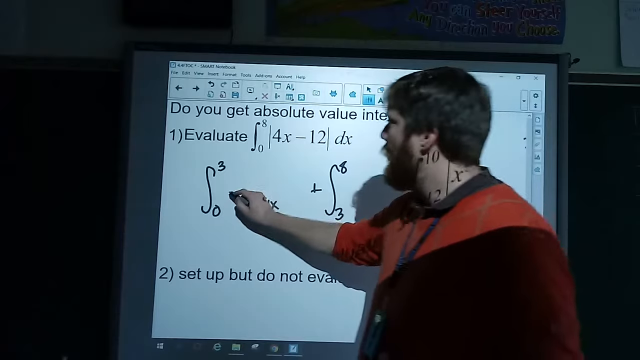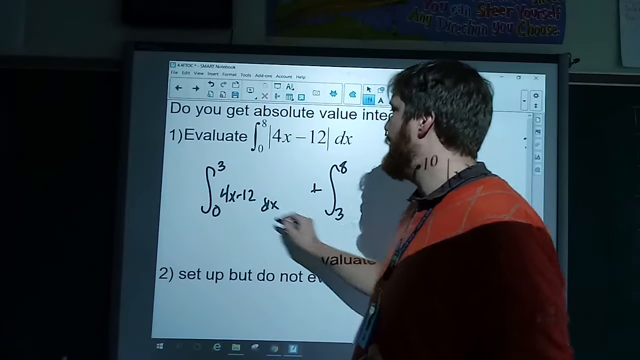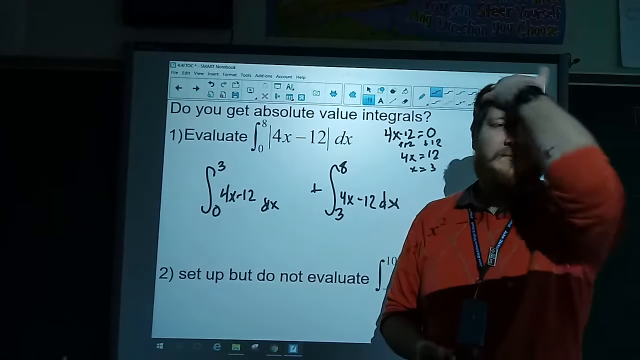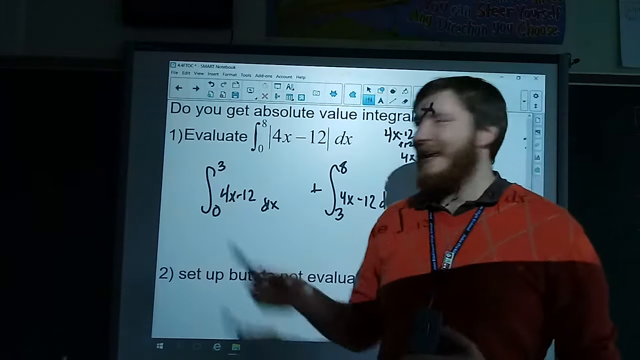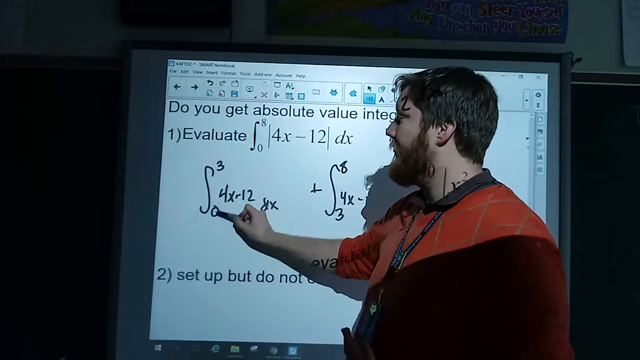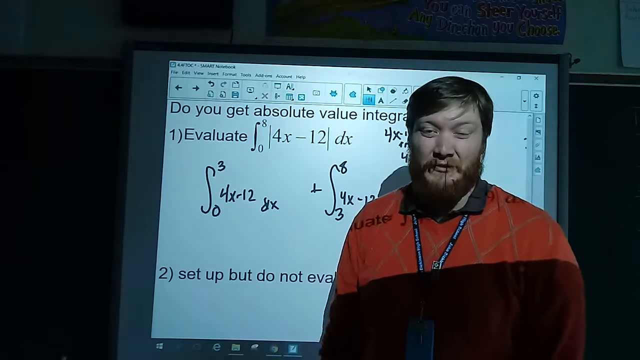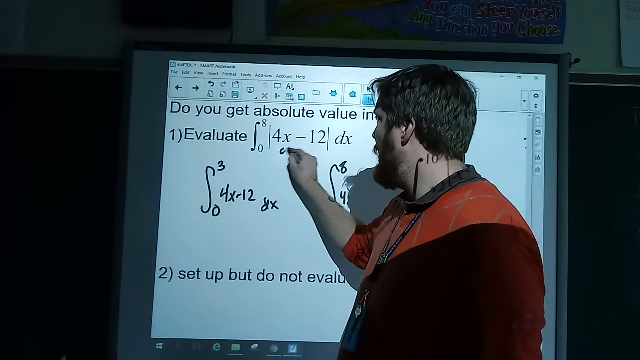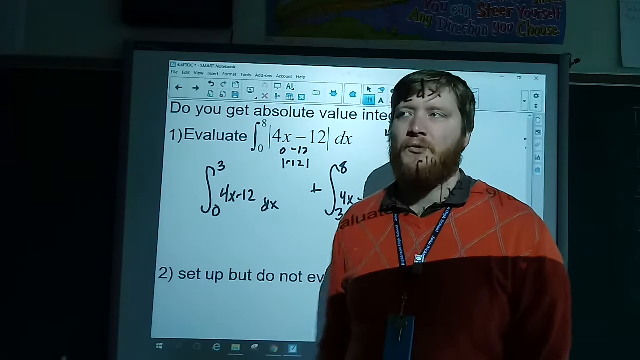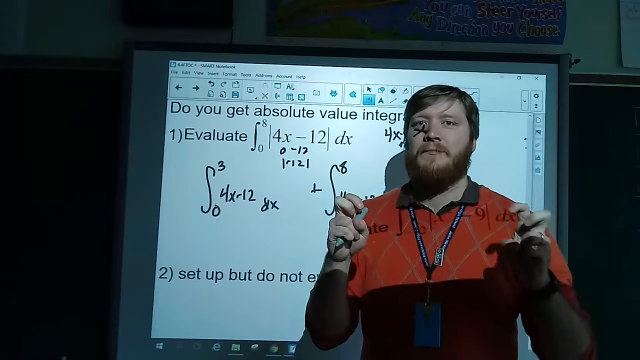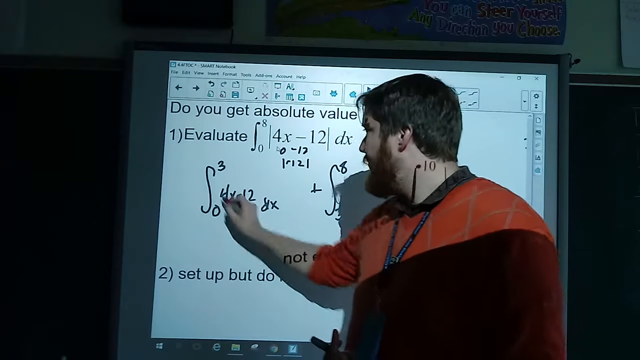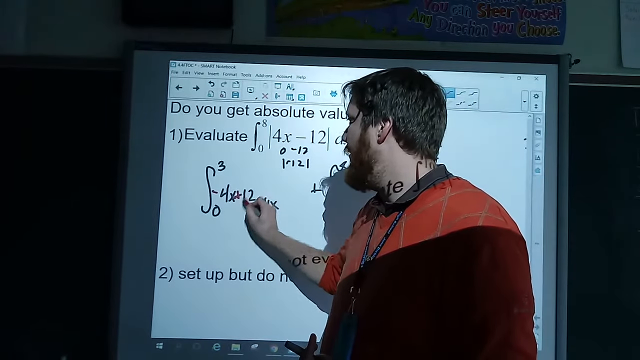And now, one of these is going to be 4x minus 12, and the other one is going to be the opposite. To think about that, I can think about numbers just slightly to the left of 3. So when I'm from 0 to 3, if I plug in any number less than 3, it's less than 0. So if I try plugging in 0, that's 0 minus 12, I get the absolute value of negative 12. So I have to flip it. Since I have to flip it, that literally means I have to take the opposite of it. That's negative 4x, that's positive 12.